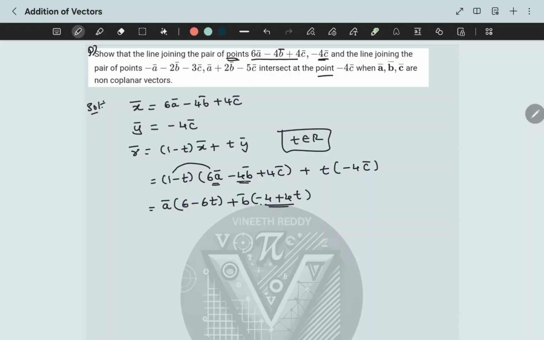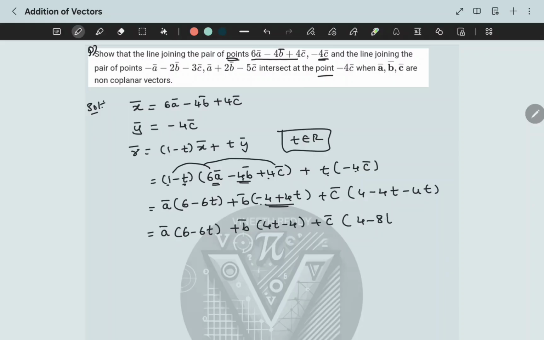Minus 4 into 1 is minus 4. Minus 4 into minus t is plus 4t. And C bar into, we shall write 4 minus 4t, and C bar into minus 40. So once again minus 40. So ultimately we get A bar into 6 minus 6t plus B bar into 4t minus 4 plus C bar into, we get 4 minus 8t. This is the first equation.